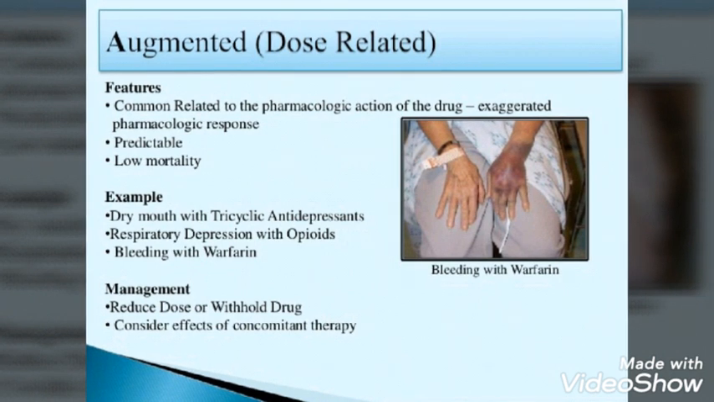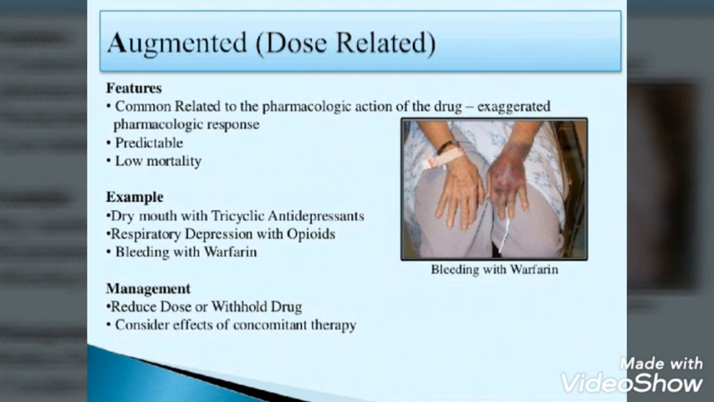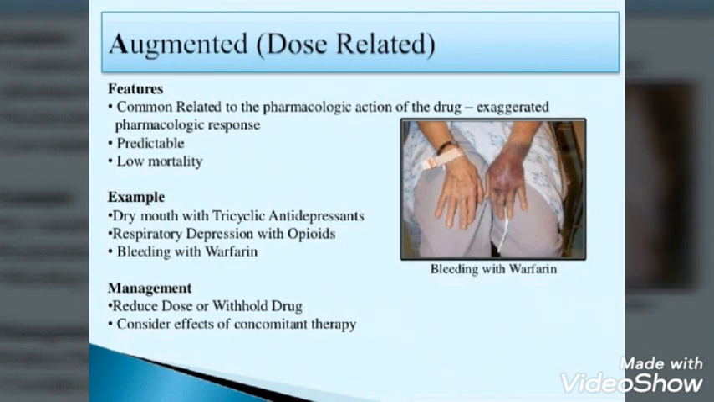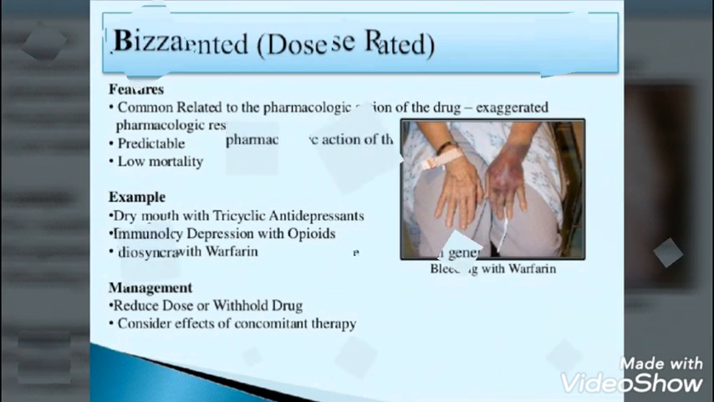These are the drugs and these are the side effects you can see. Management is reduce dose or withhold drug. Then consider effects of concomitant therapy. So you have to reduce the dose of the drug whenever the person is reacting to it or having side effects. And the next, the second one, is type B, bizarre.